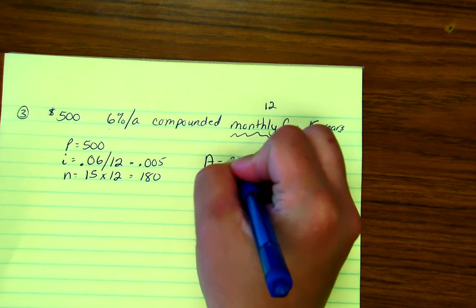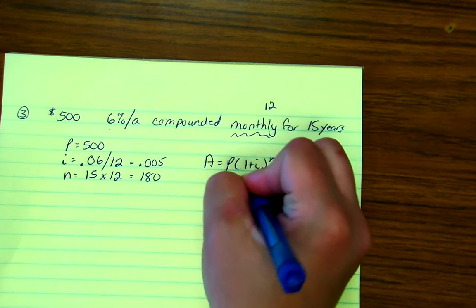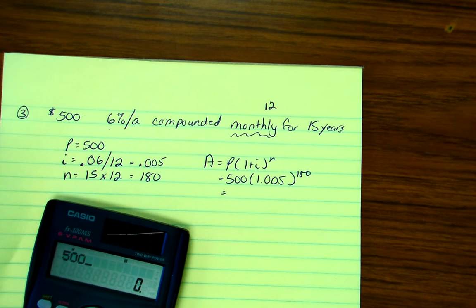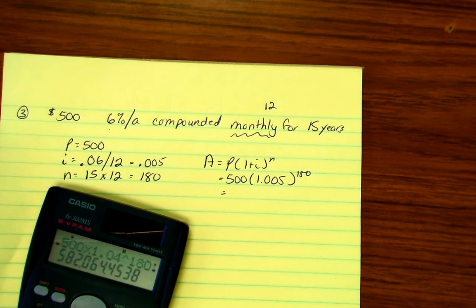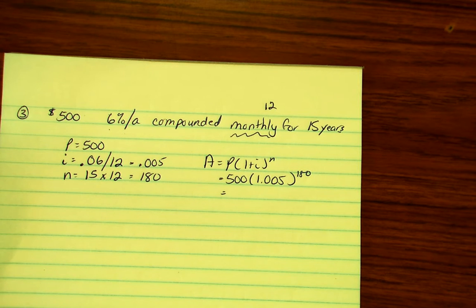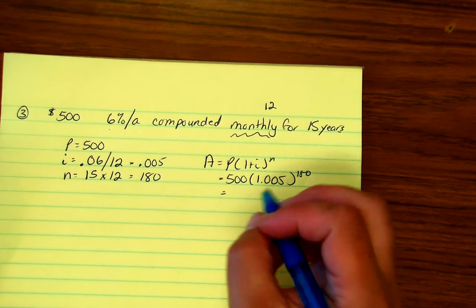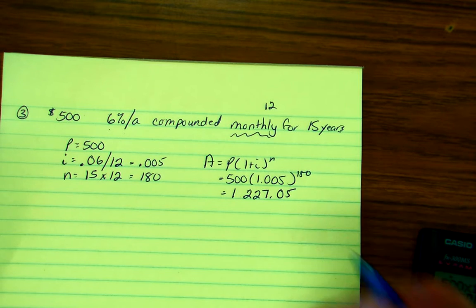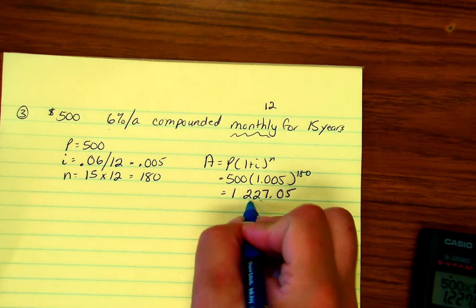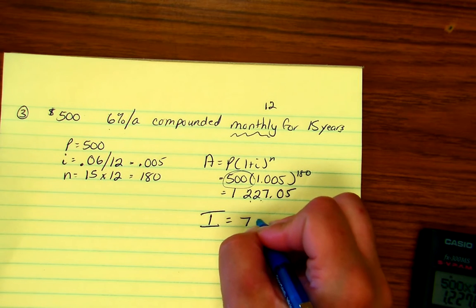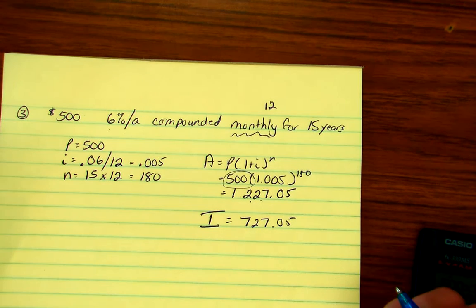I go to my formula. And the exponent is large, but that's what my calculator is for. So I typed in the wrong interest. So I'm just redoing it. That's better. So $1,227.05 if I round to 2 decimal places. And again, if they ask for how much interest, I just subtract my original $500 off. So in this case, the interest would be $727.05.